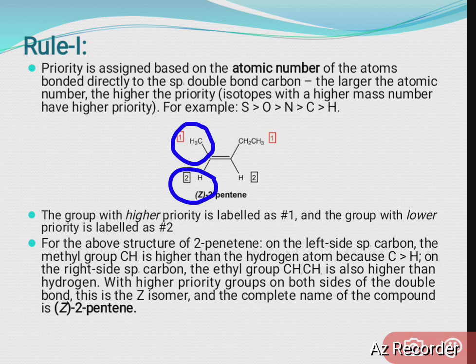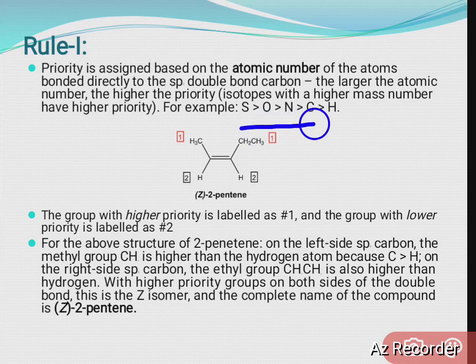Okay, for example, see here: sulfur, oxygen. What is the atomic number of oxygen? 8. Nitrogen 7. Carbon 6. Hydrogen 1. So, if the atomic number is more, then the priority is also more. If the atomic number is least, then the priority is also least. Here we are considering 2-pentene.